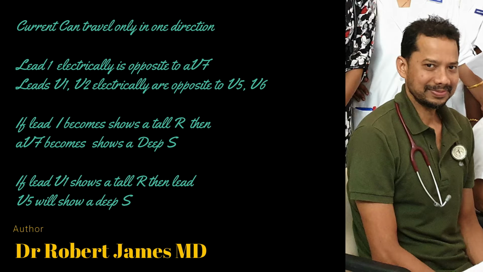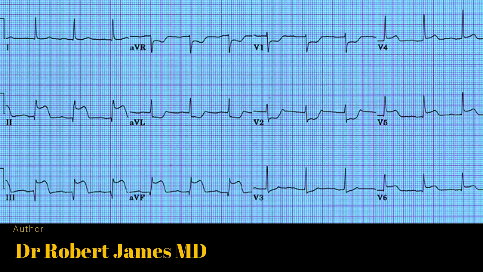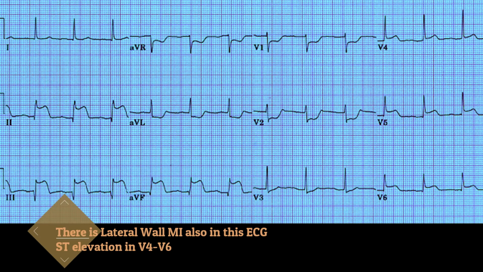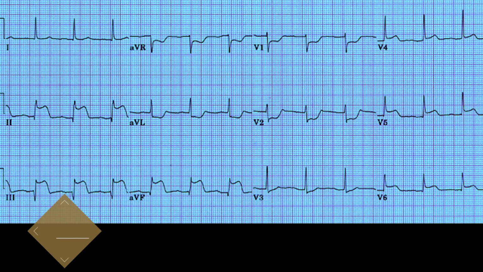Now let us consider first inferior wall MI. Now this is the inferior wall MI, and we are focusing on lead 2, lead 3 and AVF. And it is just a common sense thing, if there is infarction occurring, the positivity of that area is decreasing. So you just say lead AVF has become negative, plot it at minus 90, and lead 1 has to become positive. Because current cannot travel in both directions, it has to travel only in one direction. Lead AVF becomes negative, lead 1 becomes more positive.